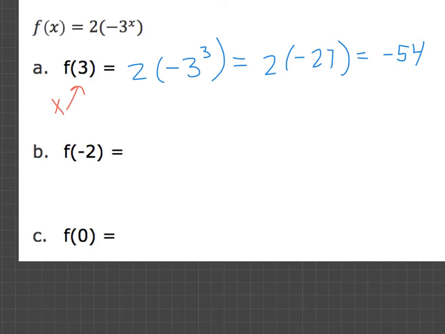Okay, now we replace the x with the negative 2. So we're going to have 2 times 3 to the negative 2.